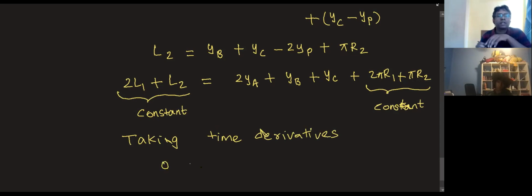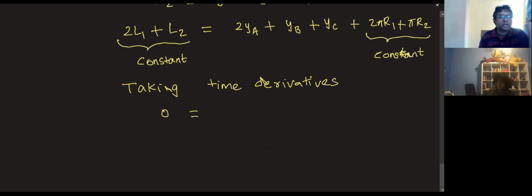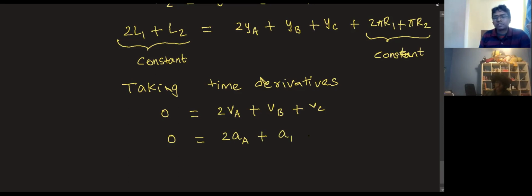Now, what is the rate of change of position? Rate of change of position is velocity, right? Yeah. So I'm going to get this as 2VA plus VB plus VC. All right. And then if I take derivative once more, I'll get 0 is equal to twice the acceleration of A plus the acceleration of B plus the acceleration of C.